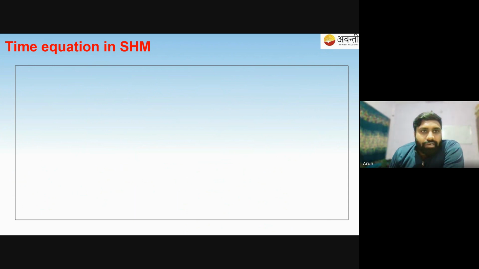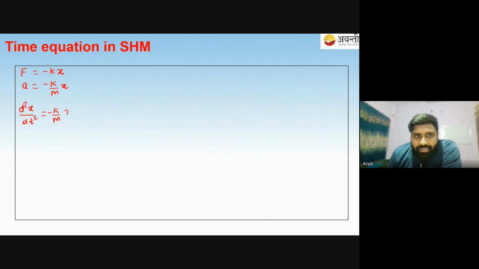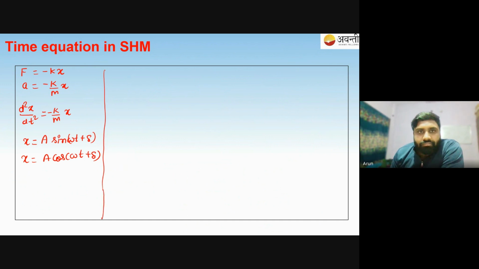So you know that we have found the solution of this equation, F is equal to minus kx, and we have related it with acceleration being minus k by m into x. Then we wrote d2x by dt square equals minus k by m x, and we solved it. We got these two equations, x is equal to a sin omega t plus delta and x is equal to a cos omega t plus delta. Now I will tell you what it is. Let's just do the postmortem of this equation.